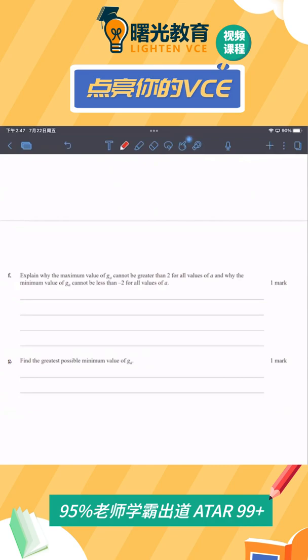And let's observe how many marks for this one. Just 1 mark. Do you have to write too many things for 1 mark? No, you can directly use your CAS to work out the answer, and then answer that the greatest possible minimum value for g_a is the value you find with your CAS. And that is what you should picture during the 15 minutes of reading time.